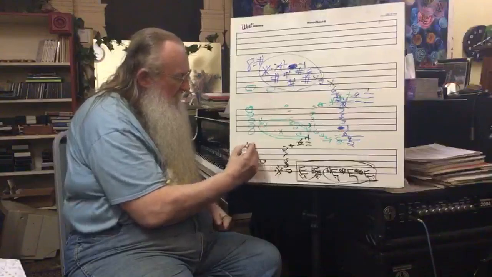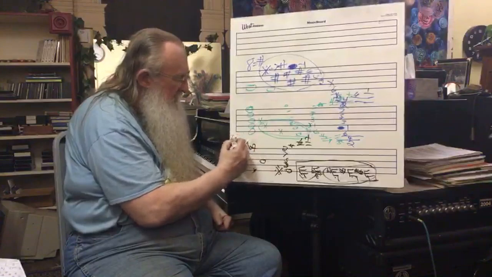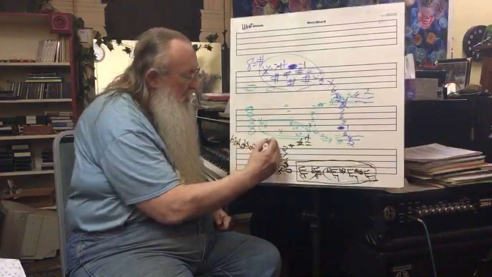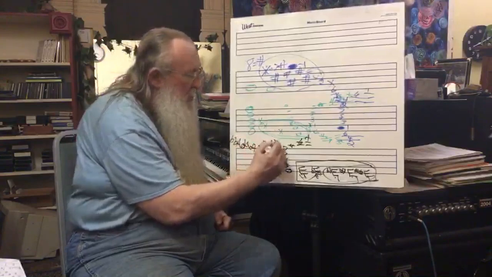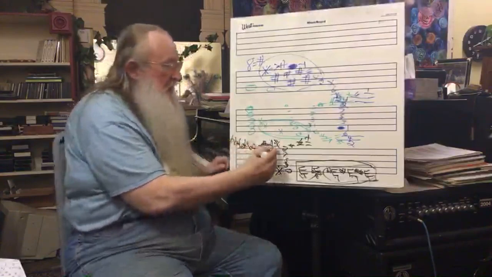I can have A flat, or I can have A double flat, or I can have A sharp, or I can have A double sharp. 1, 2, 3, 4, 5 keys.